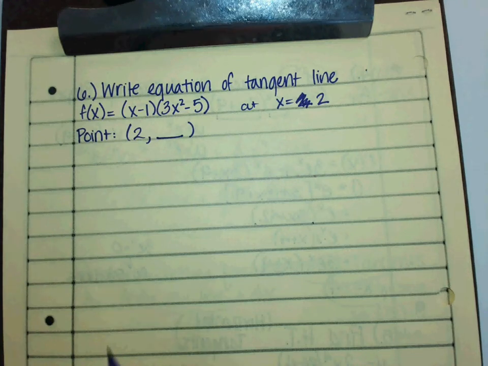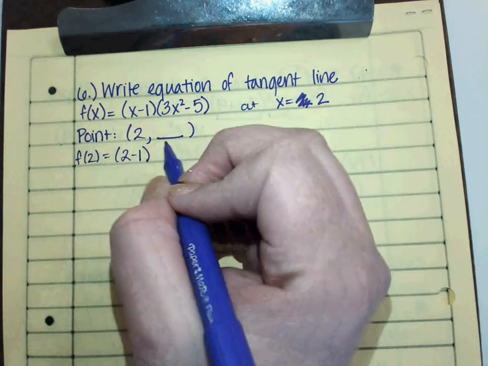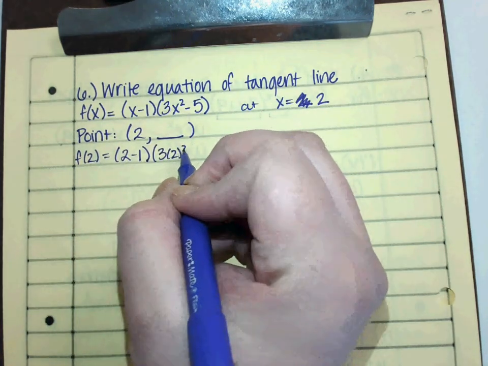Very good. So, I'm going to write f of 2 equals, I have 2 minus 1 times 3 times 2 squared minus 5.